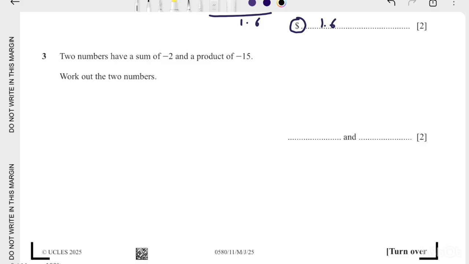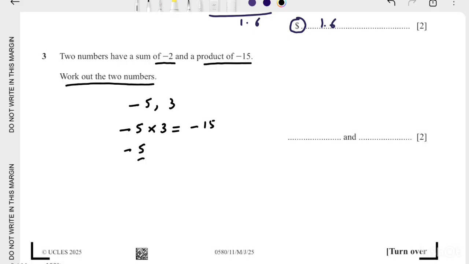Question number 3. Two numbers have a sum of minus 2 and a product of minus 15. Work out the two numbers. So this is a very simple question. If you find the factors of minus 15, they come to minus 5 and 3. If you multiply them, you get minus 15, and if you add them, you get minus 2. So minus 5 and 3 would be the answer.